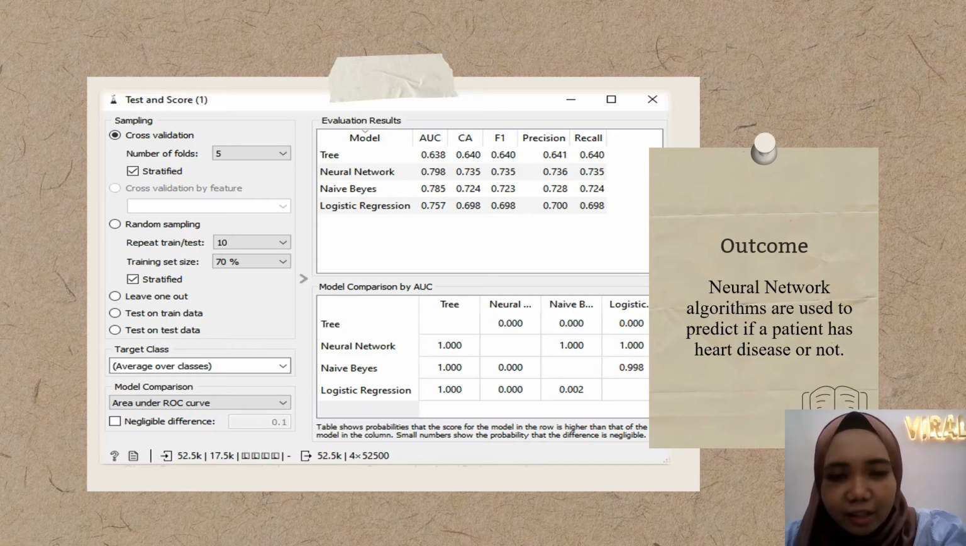As we can see from the result here, under AUC the best is neural network, and classification accuracy also has neural network at the higher number. So we conclude that neural network algorithms can be used to predict whether a patient has heart disease or not. In this case, we can use neural network to predict heart disease and reduce the time complexity for the doctor.